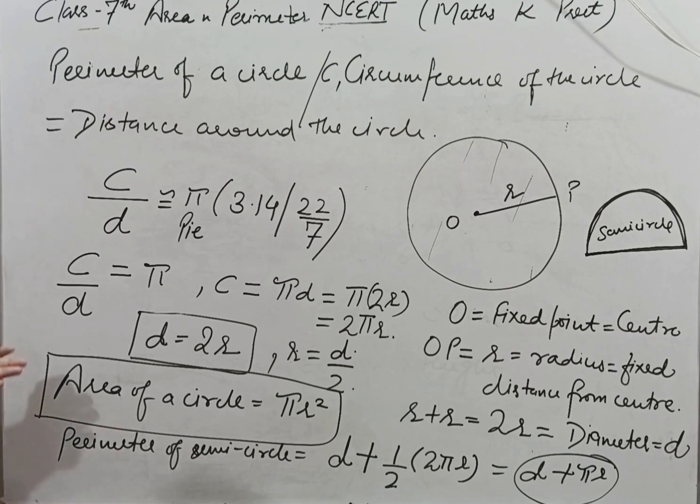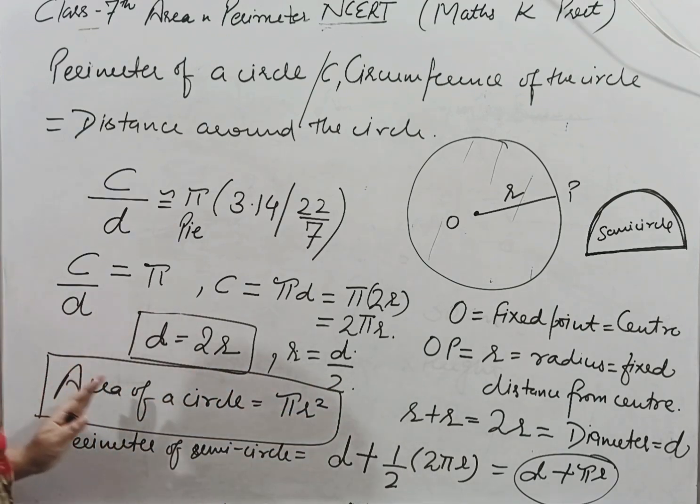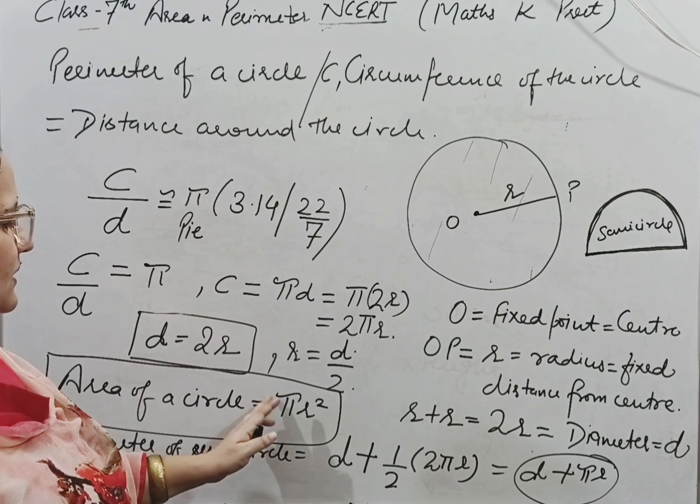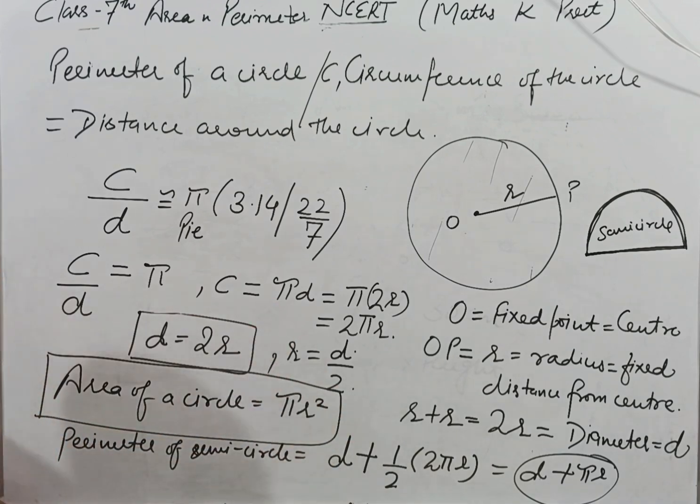Now let's see the area of a semicircle. If the area of a circle is pi r square, then the area of a semicircle will be half of pi r square. So the area of a semicircle is equal to half pi r square. This is the formula for the area of a semicircle.